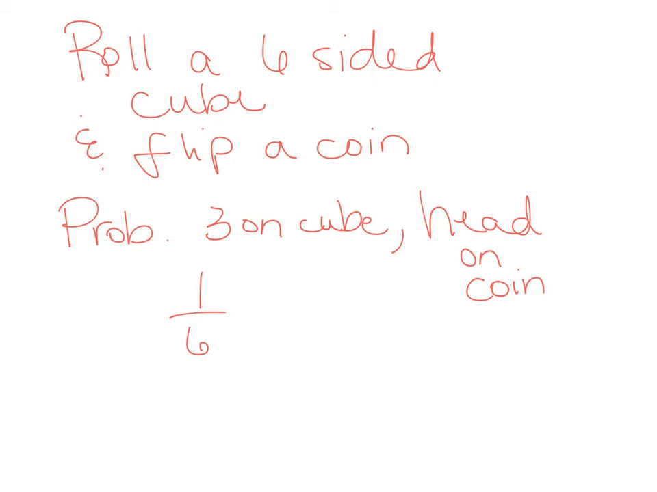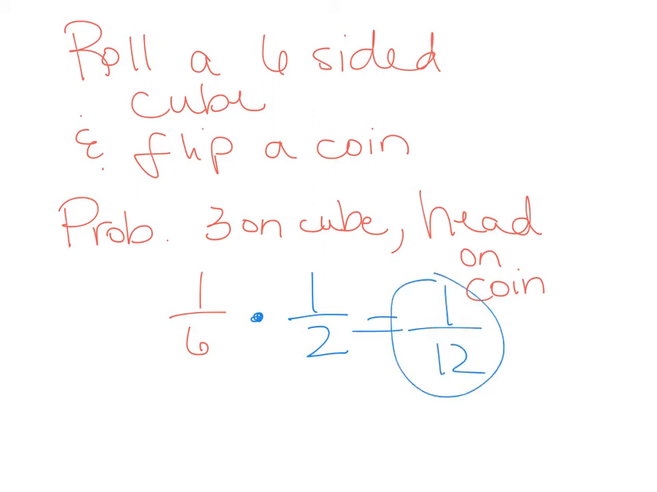Now, what's the probability of getting a head on the coin? There's only one head on the coin, and there are 2 possibilities. So the probability of getting a head on the coin is 1/2. And what am I going to do with these two fractions? In probability, you always multiply. So the probability is 1/12. So the probability of rolling a 3 on the cube and flipping a head on the coin is 1/12.